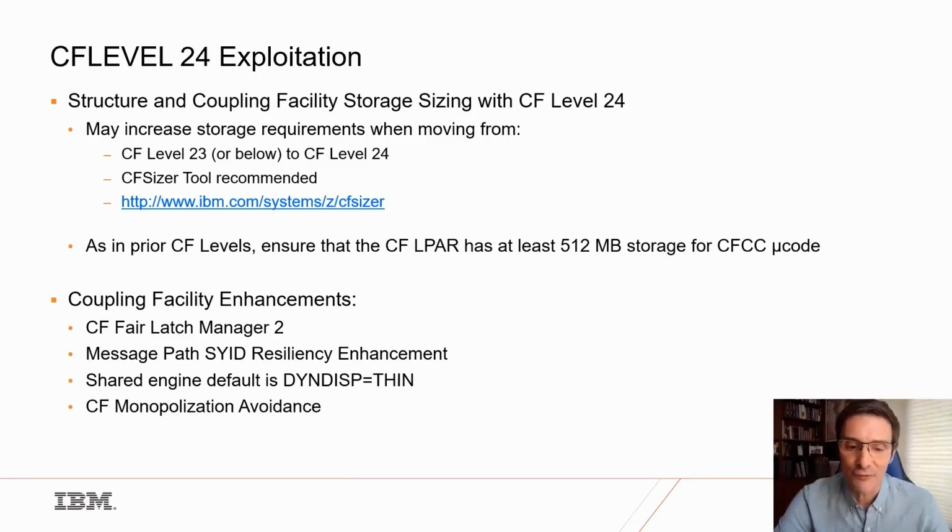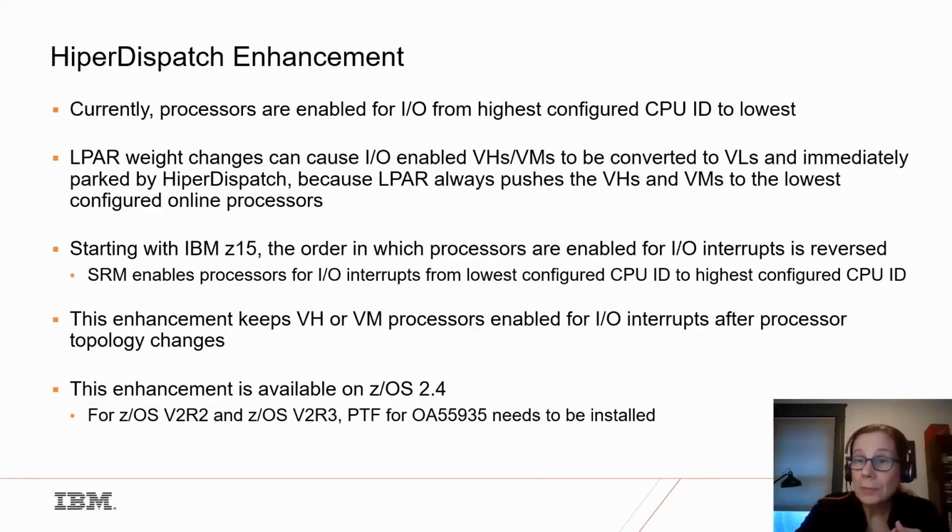The shared engine default, now DYNDISP=THIN, is just changing the default for shared engines. So for coupling facility partitions which share an engine amongst themselves, this allows that coupling facility to usually receive control faster and the dispatcher to give it control faster than before. And lastly, CF monopolization avoidance is a cool feature which prevents runaway applications from monopolizing a disproportionate amount of CF resources. Let's look at the hyper dispatch enhancement we have on the Z15 for zOS.